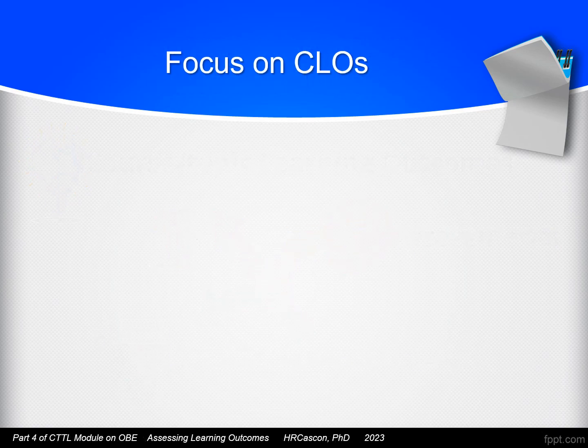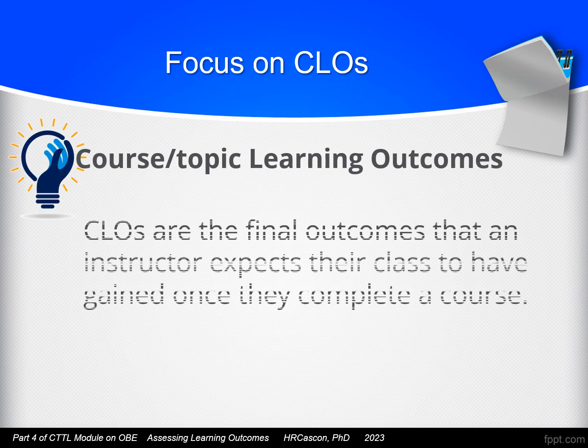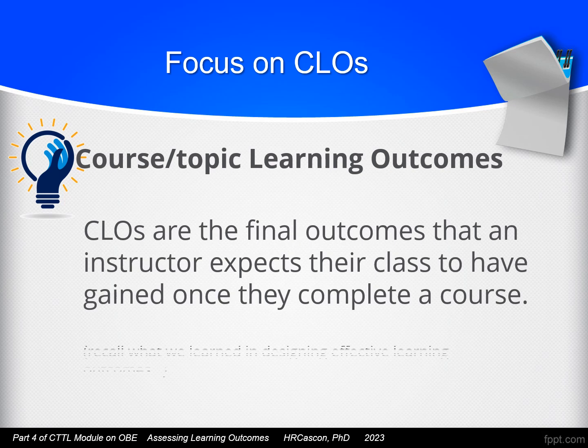Now let us focus on the three pillars, one at a time. Let us start with course learning outcomes. These are the final outcomes that an instructor expects their class to gain once they complete a course. For more appreciation of the coming examples of CLOs, I invite you to recall what we learned in Part 3 of this module, the designing of effective learning outcomes.